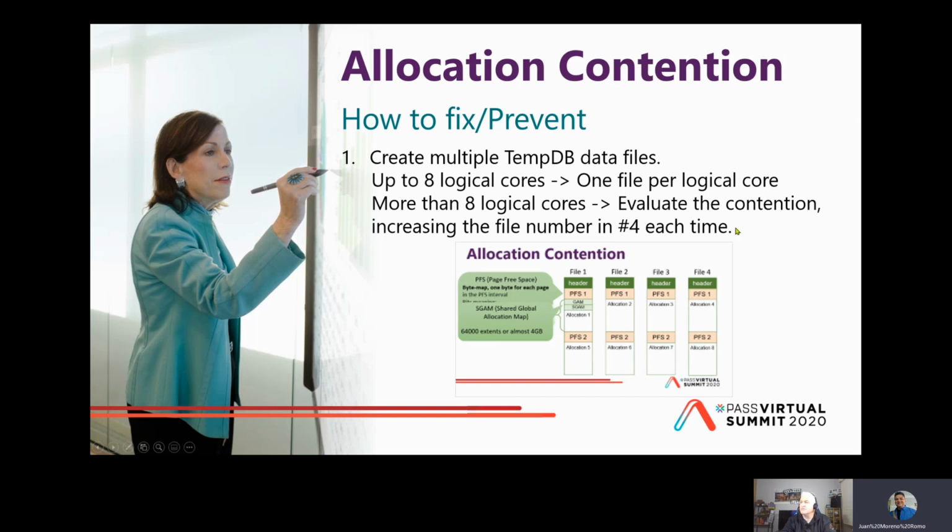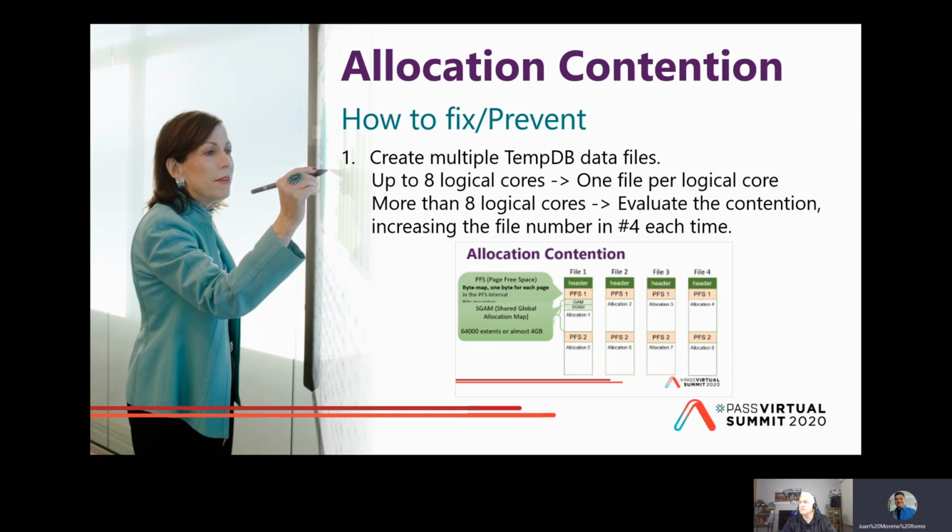So the recommendation, the best practice, is to create multiple tempdb files, not just one. Currently, the SQL Server setup creates by default a different number of files, usually 8 tempdb data files, depending on the logical cores that you have. And again, I repeat, logical cores, okay? So if we have up to 8 logical cores, the best practice is to create 1 file per logical core. If we have more than 8 logical cores, then we will evaluate the contention, okay?